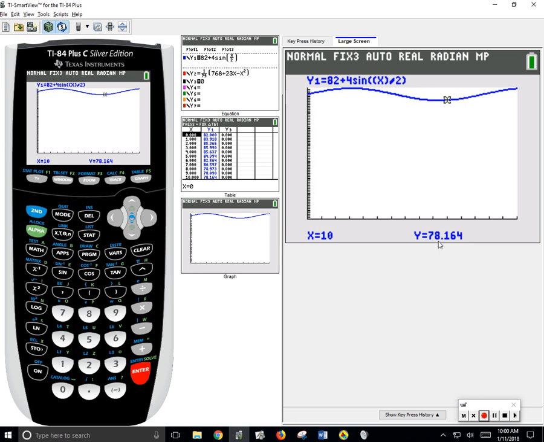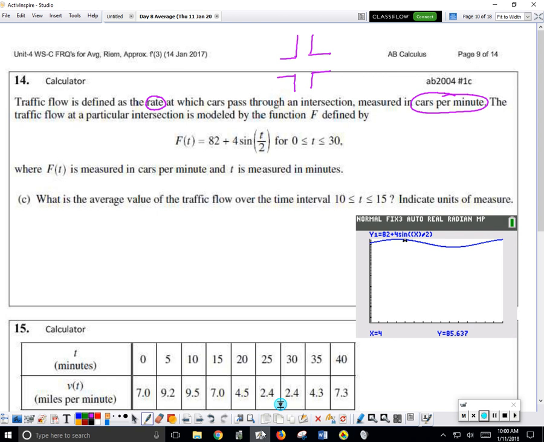Okay, so this is a bunch of different rates at different times. I can go to time 11, and the rate is now different. Any questions about that? Awesome. Okay, so back to 14. The question says, what is the average value, keyword right there, the average value of the traffic flow? Converting that, they're telling me to do this.